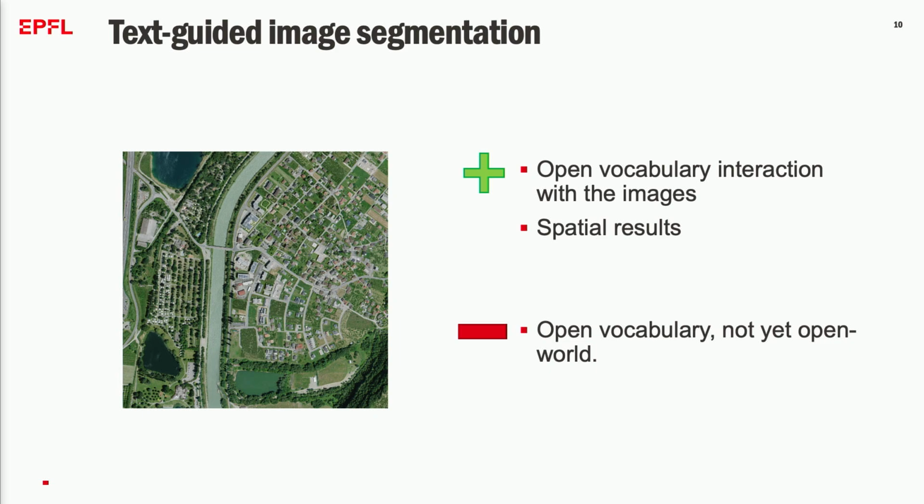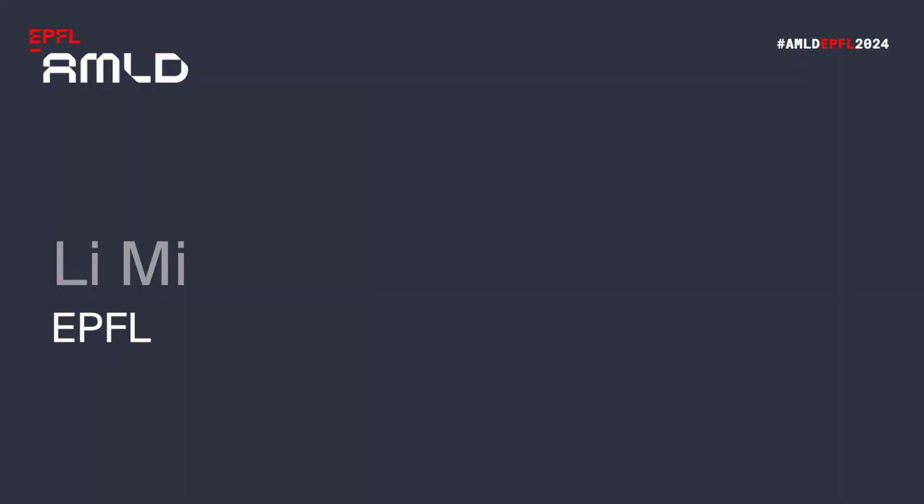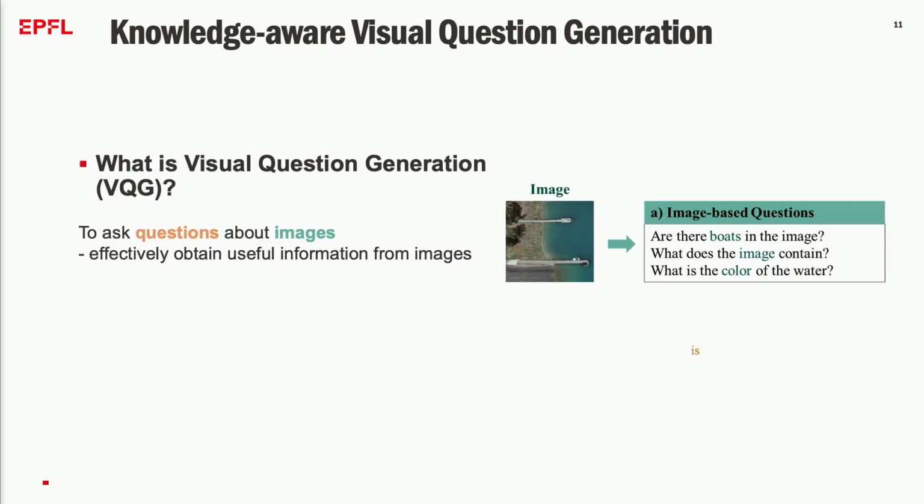Now, let's move on to the second part with my colleague, Limi. So as we can see in the previous slides, in most of the cases, we assume that we know the question in advance. We know our interest in advance. However, it's not usually the case, especially when we are facing tons of thousands of images in the archive. Sometimes we don't know where to look.